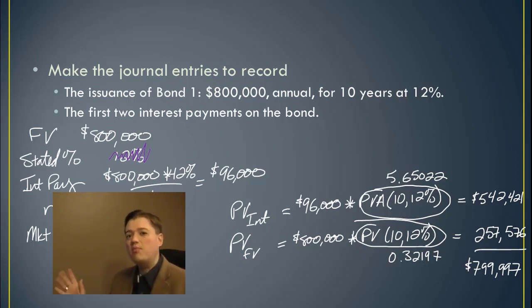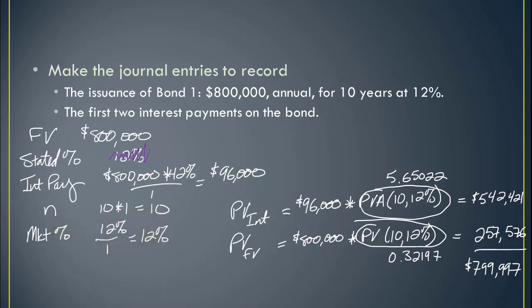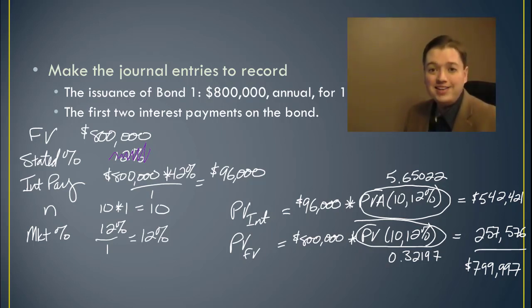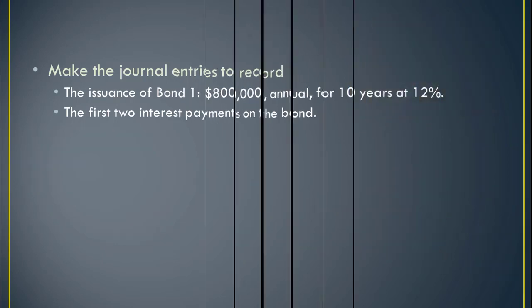So in this case, I would just say up, rounding error. Sure enough, it comes out to par. We're good. And now that I know my present value, I can do my journal entries, and I need to do 2 of them. I was asked to do the issuance and then the first 2 interest payments. But since it's par, there's only going to be 1 interest payment entry, and I'm just going to make it multiple times. It's not going to ever change.